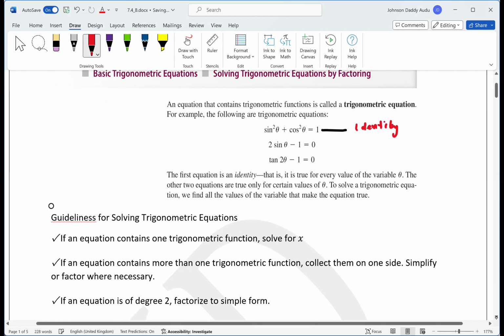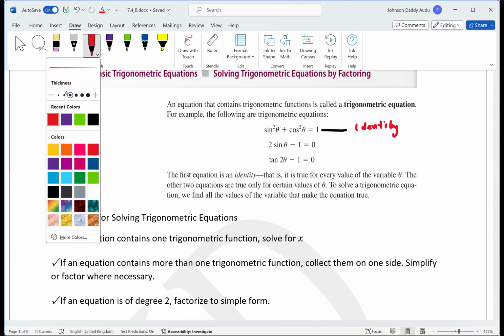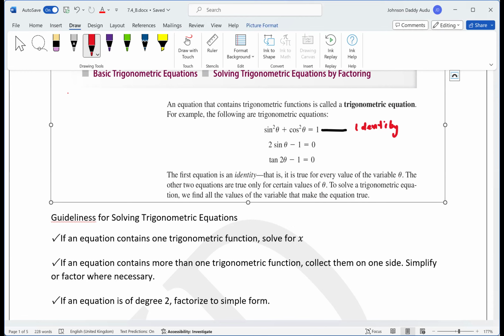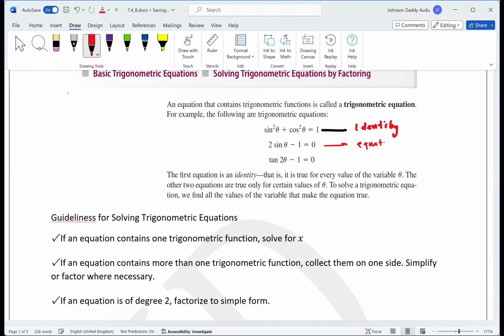But if you look at the next two, you see 2 sine theta minus 1 equals 0. This is not an identity, but it's an equation. Now, why is it an equation? Because it is only true for some values of theta, not for all values of theta.